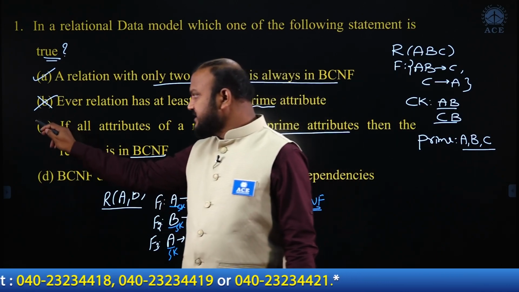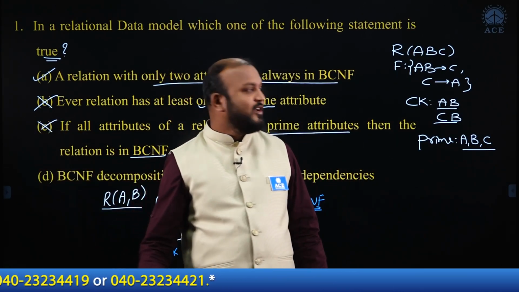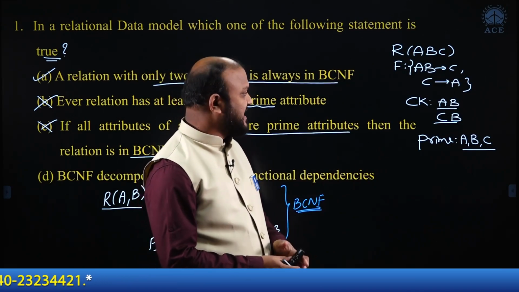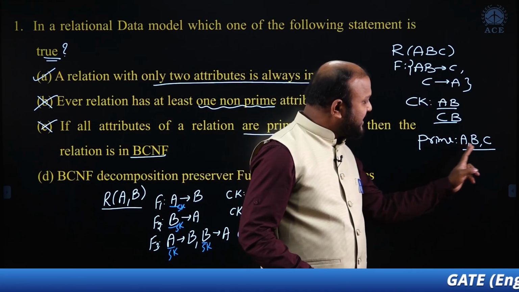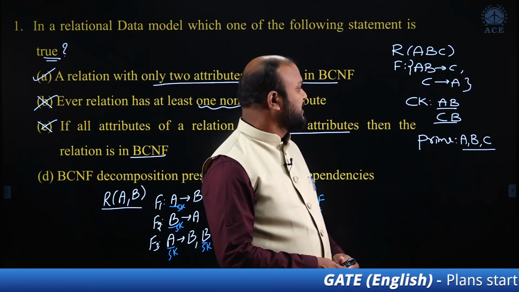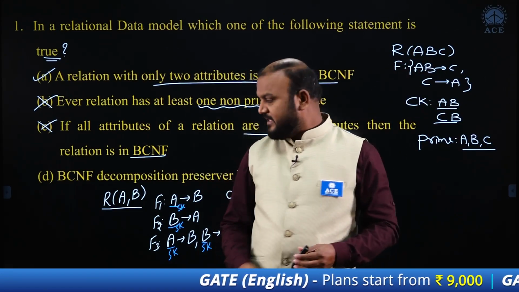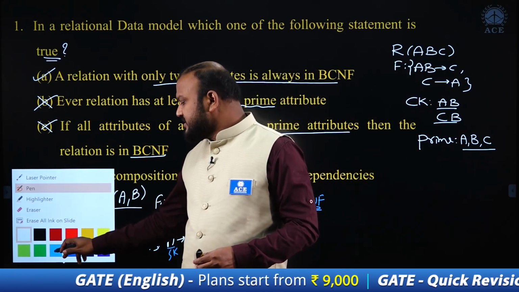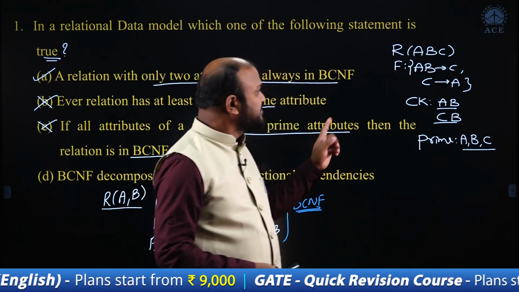Here, this statement is directly wrong. Why? Look at, again, you consider the same example. Here, all the attributes are prime attributes. What is the normal form of this relation? Because in the statement it is given, it is BCNF.